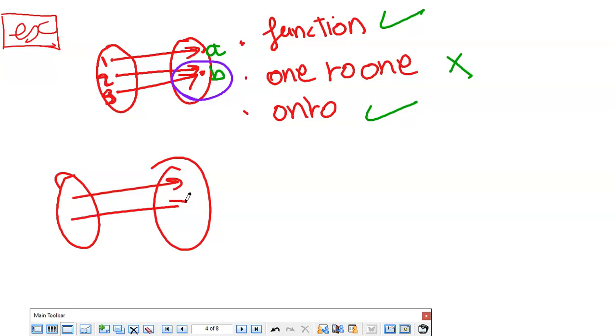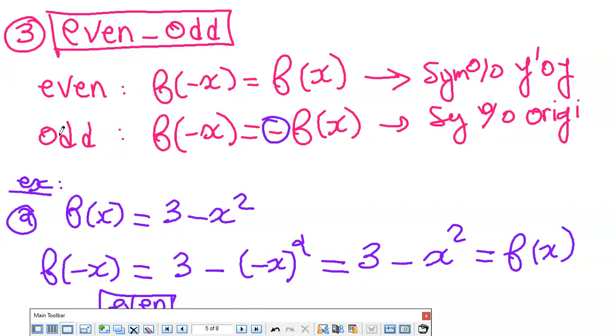So if I have, for example, something like this, and let's say here this is the point 1, here 2, 3, here 4 and 5. Is it a function? Yes. Is it a one-to-one function? Yes. Is it an onto function? No. Why? Because I have one value in the codomain that doesn't represent an image from the domain. Let's move to the last part in this lesson.